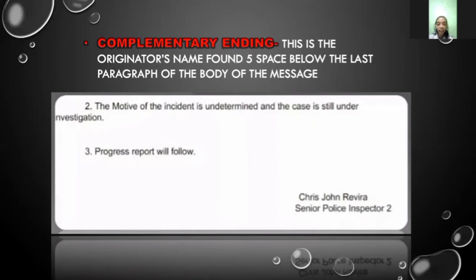Complementary ending. This is the organization name found 5 spaces below the last paragraph of the body of the message. Sa huling ginawa mo, kunyari sa progress report, magbibilang ka doon ng 5 spaces pababa para doon ilalagay kung sino yung sumulat ng memorandum, kung sino yung gumawa ng report.